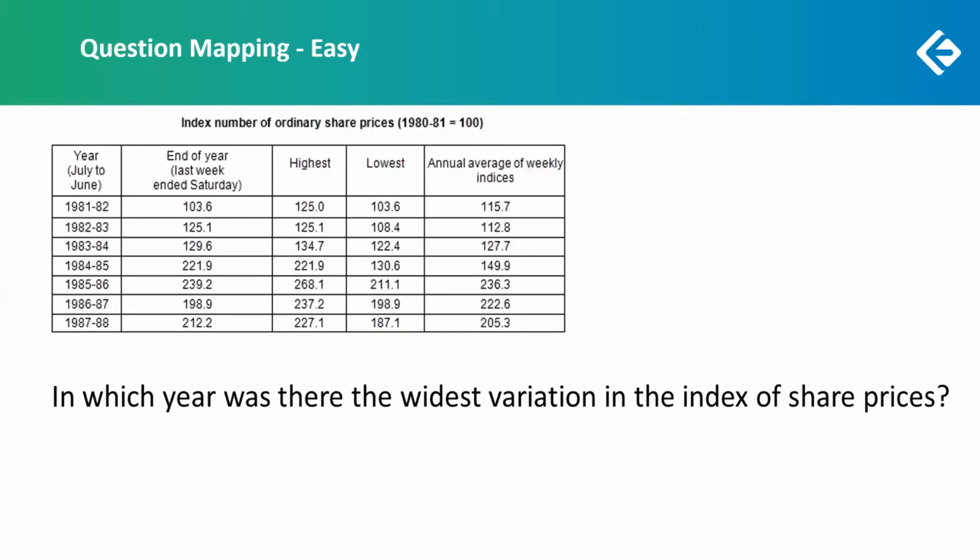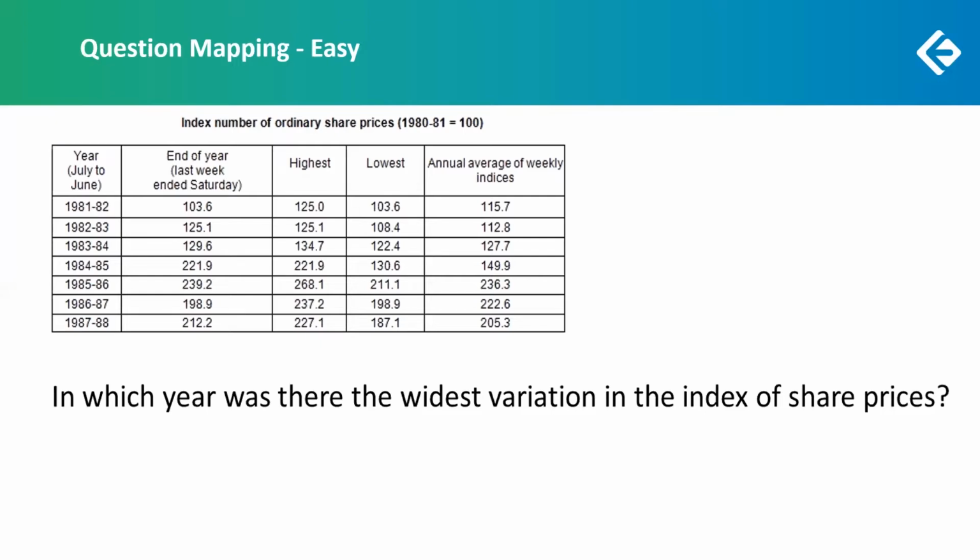Next, we had a question on data interpretation. This set on data interpretation had two questions, out of which this one was the easy one. In this set, we had information about the index number of ordinary share prices. And the question was, in which year was there the widest variation in the index of share prices?